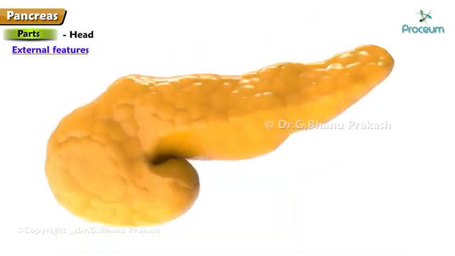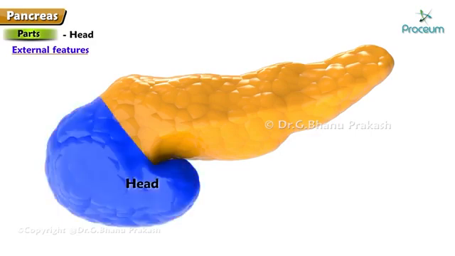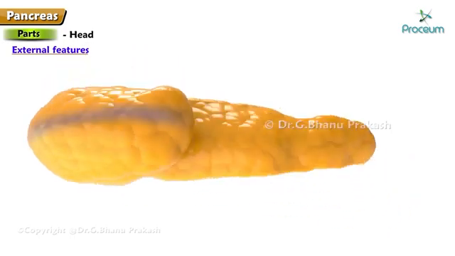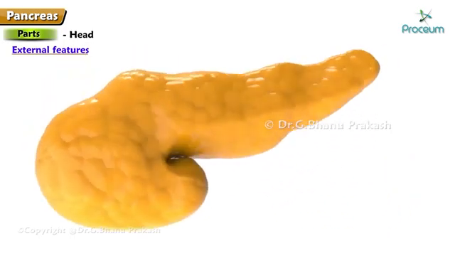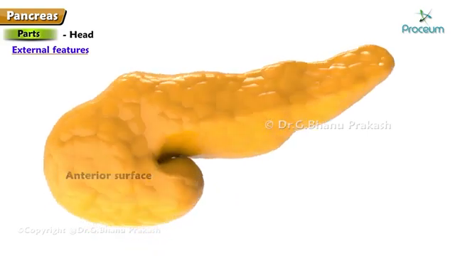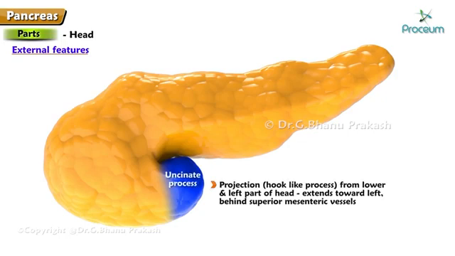External features. Head of pancreas has 3 borders: superior, inferior, and right lateral, 2 surfaces, anterior and posterior, and 1 process, the uncinate process. Uncinate process is a hook-like projection from the lower and left part of the head, which extends towards the left behind the superior mesenteric vessels.